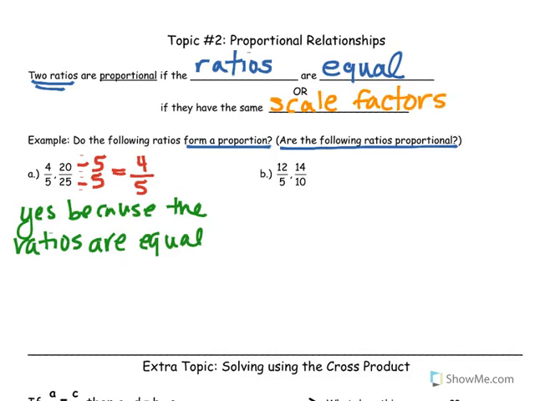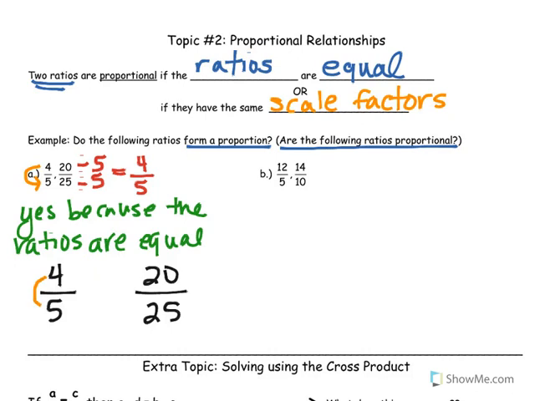All right, and so we learned about scale factors last class. So scale factors are the number that multiplies one part of the ratio to the other part. So I'm going to write these ratios a little bit bigger down here, 4 over 5 and 20 over 25. And let's just prove that this is true. Let's prove they have the same scale factor.